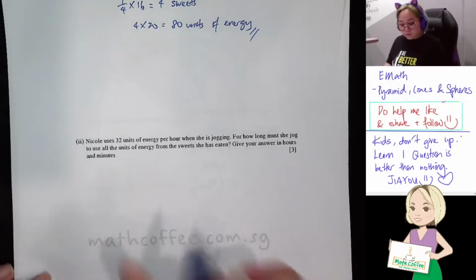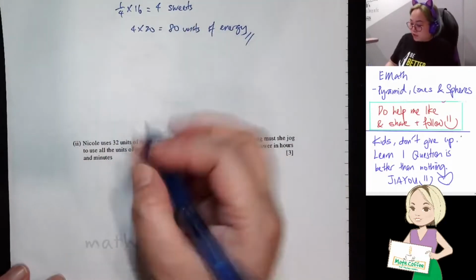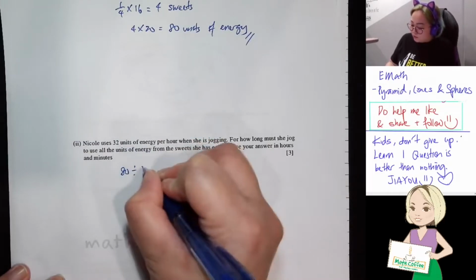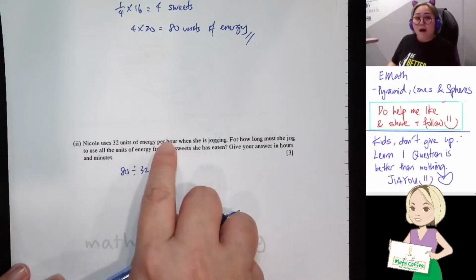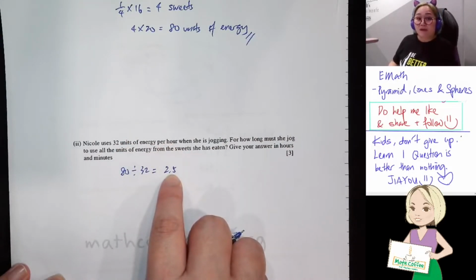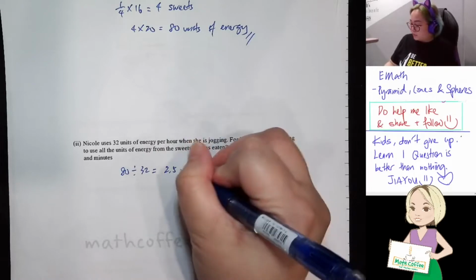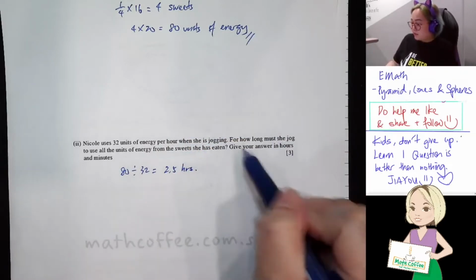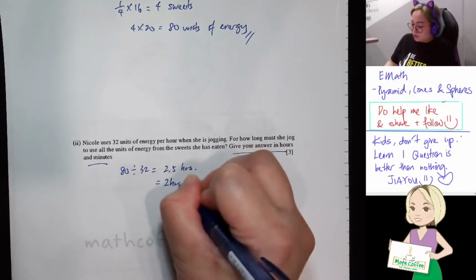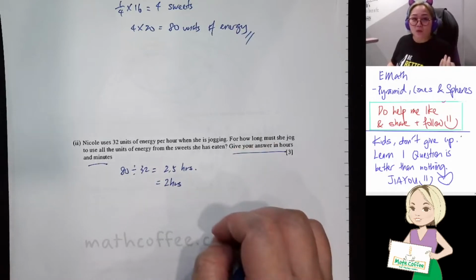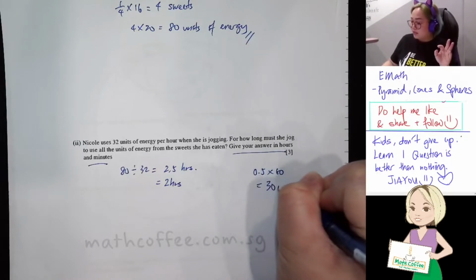So how you're going to calculate is, because she eats 4 sweets and that has 80 units of energy, I'm going to take 80 divided by 32 units and I will get 2.5. This is 32 units per hour, so it means that it will take 2.5 hours to use up the units. But they say give your answer in hours and minutes. So 2.5 means 2 hours, and 0.5 is half an hour. So take 0.5 times 60 minutes, you know that it is 30 minutes.